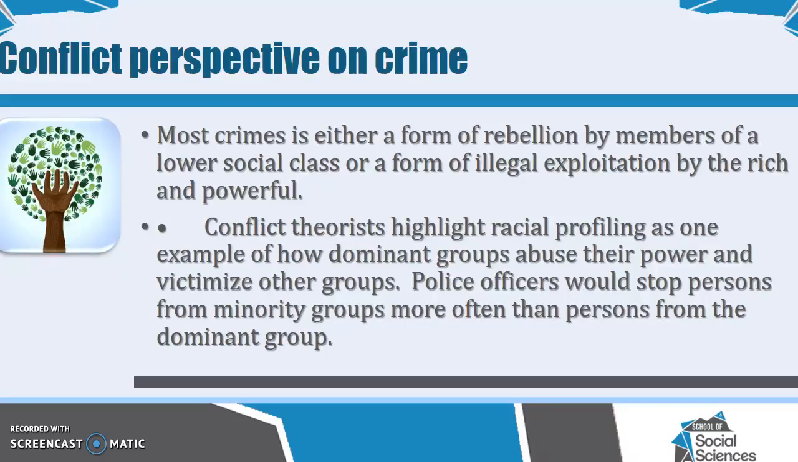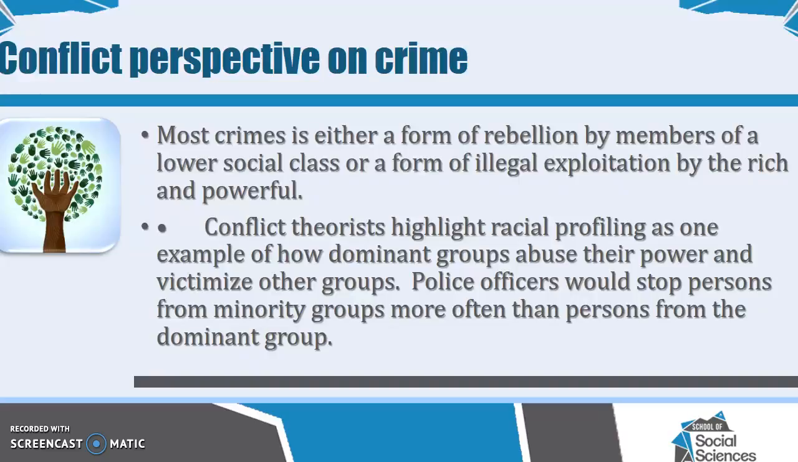So what does the conflict perspective have to say on criminal activity? According to the conflict perspective, most crime is either a form of rebellion by members of a lower social class or a form of illegal exploitation by the rich and powerful. And I think we can actually see this as an example in society today.